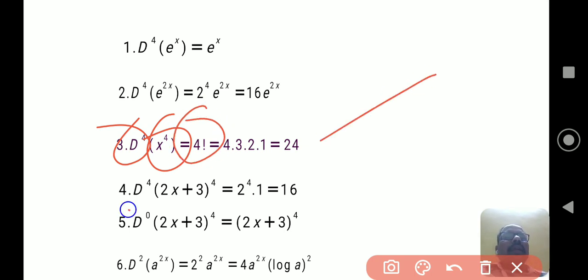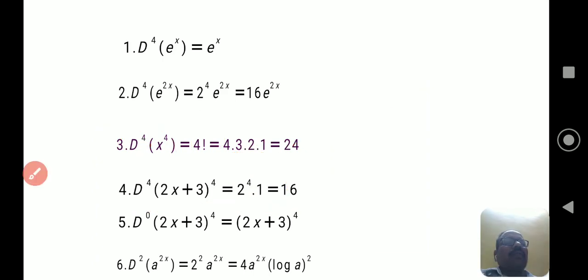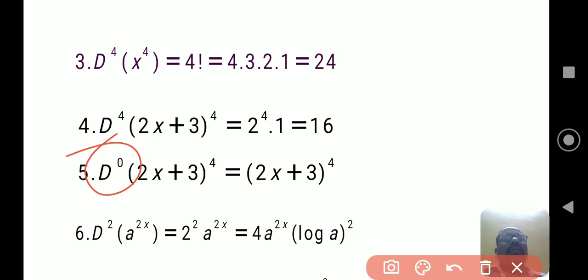The fourth order derivative of (2x plus 3) whole power 4: 2 power 4, because of the formula, that is nothing but a to the power of n, into the value of 1. We can write it as the differentiation of this, the (2x plus 3) whole power 4, n differentiation is 16. Similarly, the zeroth order means you are not differentiating here. The zeroth derivative of (2x plus 3) whole power 4 is the function as it is.